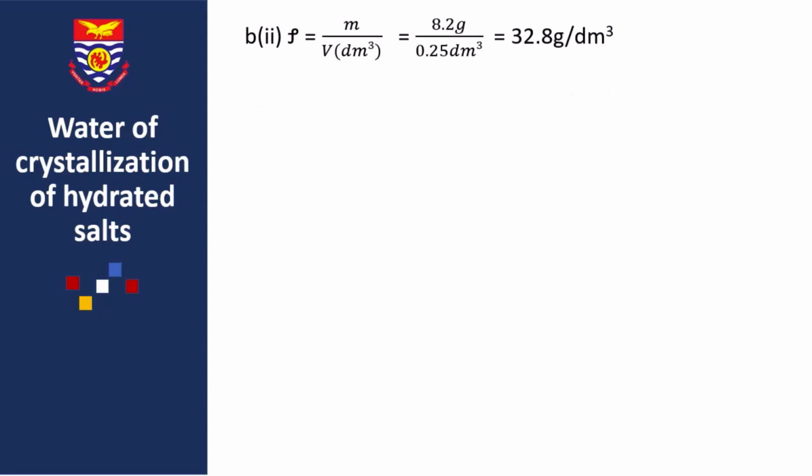The next one is to find the mass concentration, and here rho is given as mass over volume, but volume in cubic decimeters. Remember, in the question we were given mass and volume. They said the solution was prepared by dissolving 8.2 grams in 250 cubic centimeters. So in this case, we just have to convert the volume from cubic centimeters to cubic decimeters. Then we divide the mass by the volume to get our mass concentration. That is 32.8 grams per cubic decimeter.